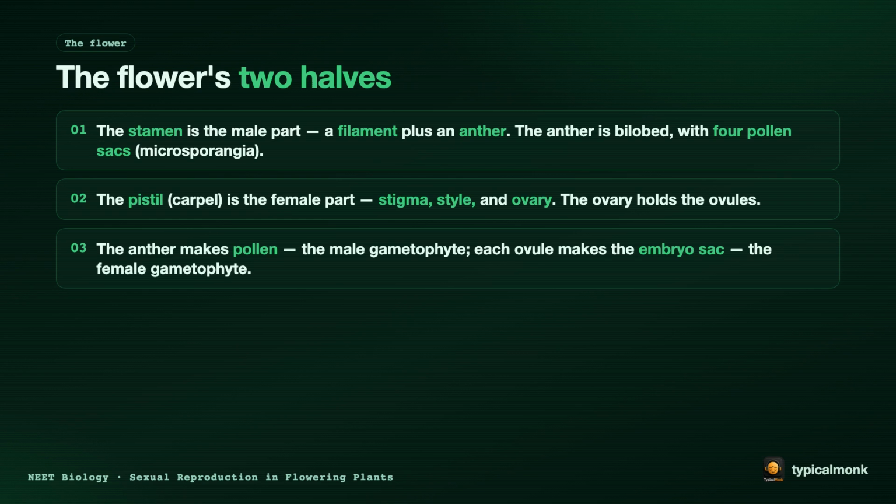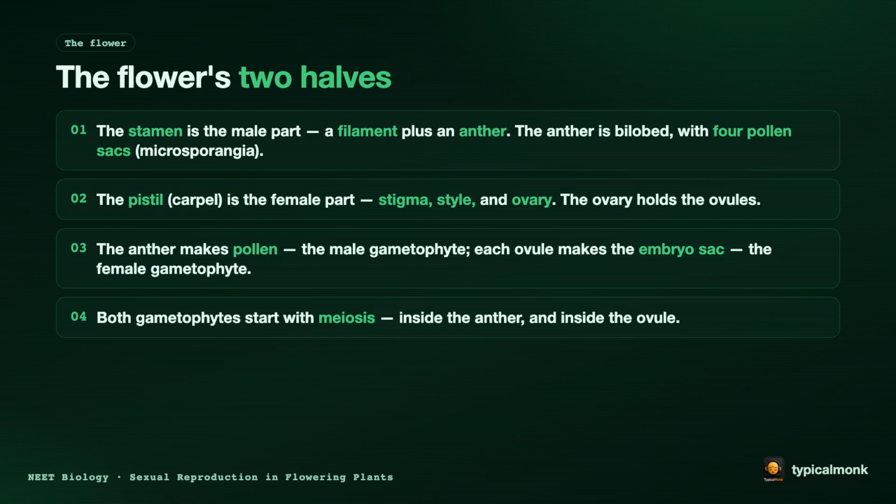The anther makes pollen, the male gametophyte, and each ovule makes the embryo sac, the female gametophyte. And both gametophytes begin with meiosis, one inside the anther, the other inside the ovule.